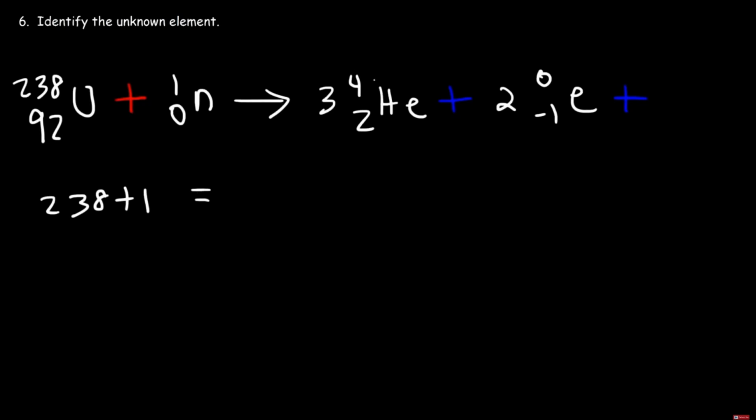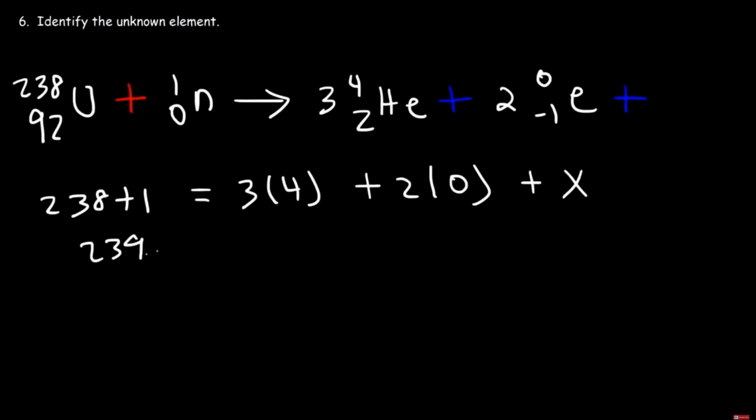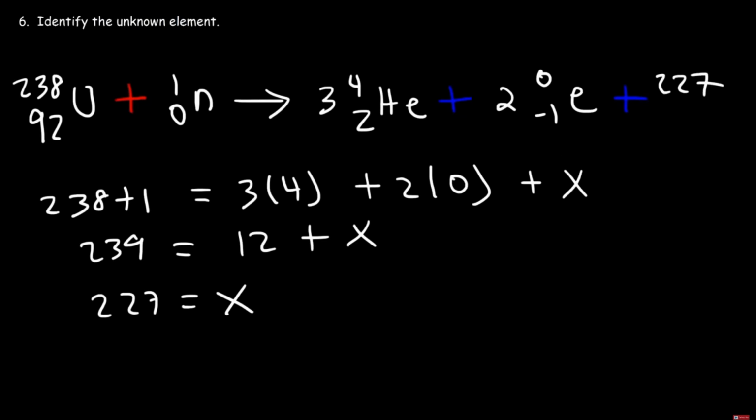So we have 3 alpha particles with a mass of 4. That's going to be 3 times 4, and the mass of the beta particle is 0. And let's say X is the mass of the unknown element. So 238 plus 1 is 239, and 3 times 4 is 12. So X has to be 239 minus 12, which is 227. So that's going to be the mass of the unknown element.